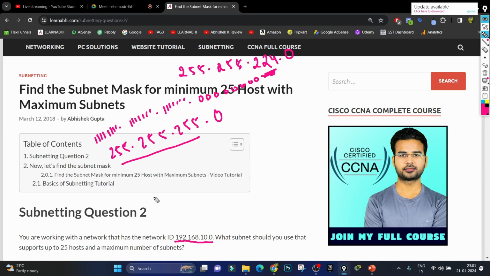So simple. How many bits do you need in the host part so that you will get 25? Just simple. 2 raised to the power 5 gives 32: 4, 8, 16, 32. We only need 5 bits. So how many bits remain in the network part? These 3 belong to the network part, right? So what will be the subnet mask? 2 to the power 7 is 128, plus 64, plus 2 to the power 5 is 32. What answer will you get? 128 plus 64 plus 32 is 224.